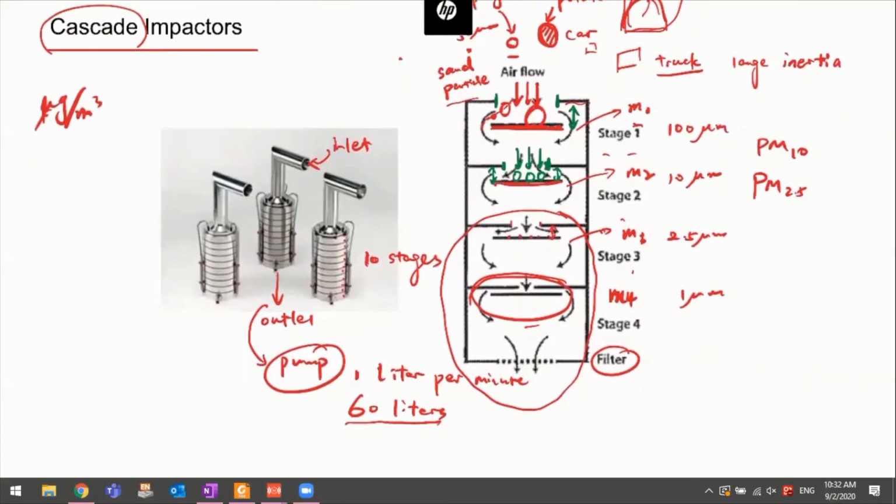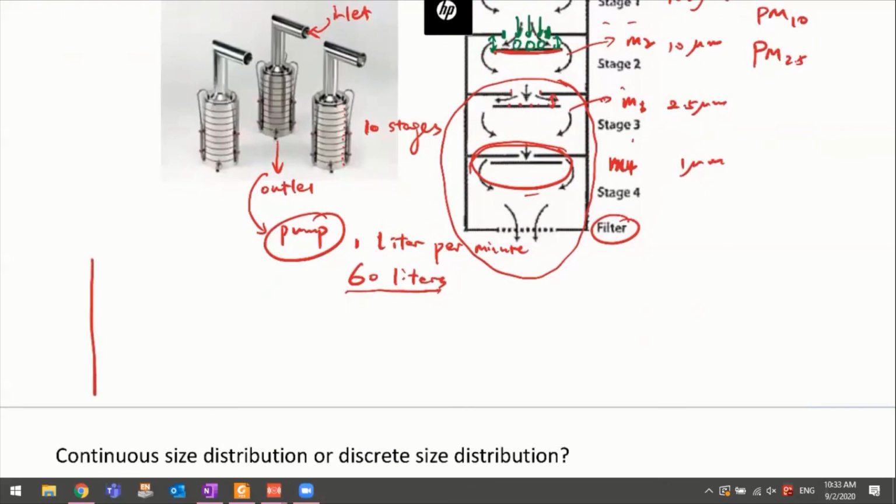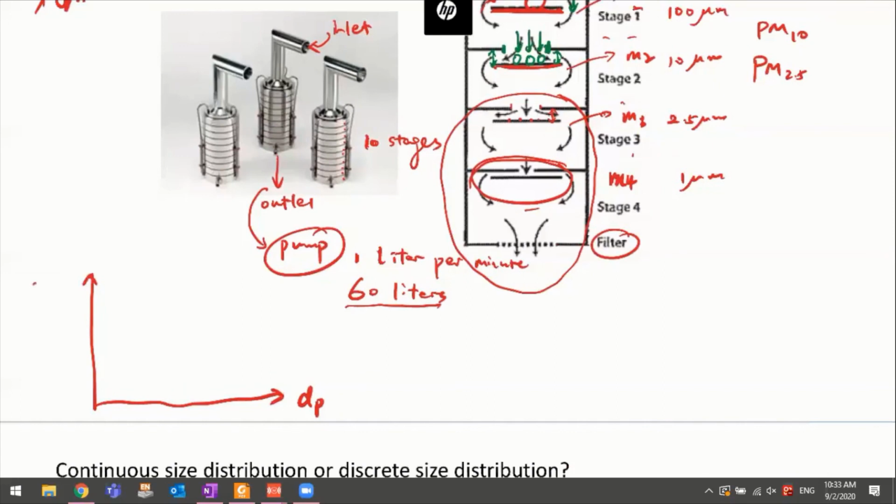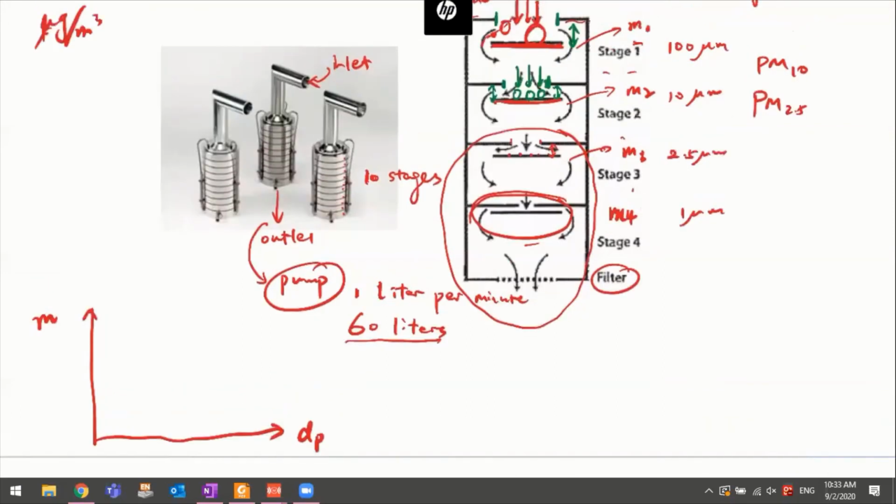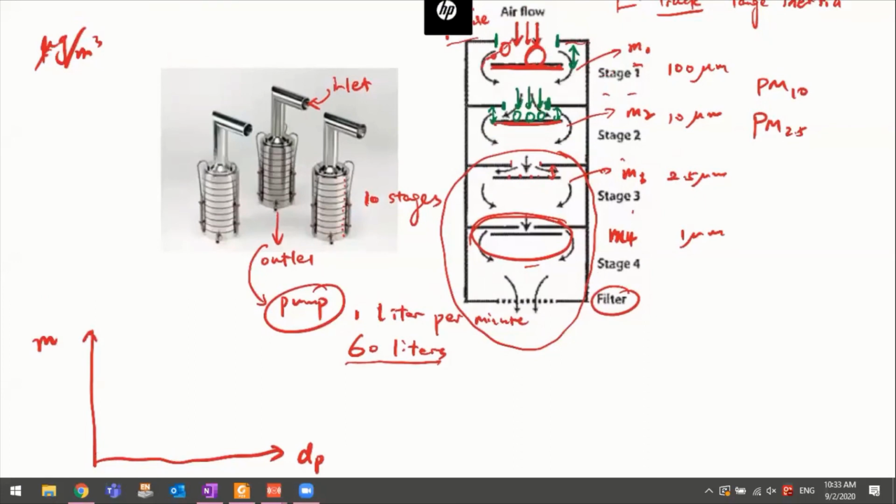So basically, this is how we measure particles with different sizes. And what we can finally do is make a plot that looks like this. On the x-axis is the particle size, and on the y-axis is the mass of the particles. So we can plot out what is the mass of particles in between 10 and 100 micrometer for this impactor here, right? And we can plot out what is the mass of particles in between 2.5 and 10, and also 1 and 2.5.